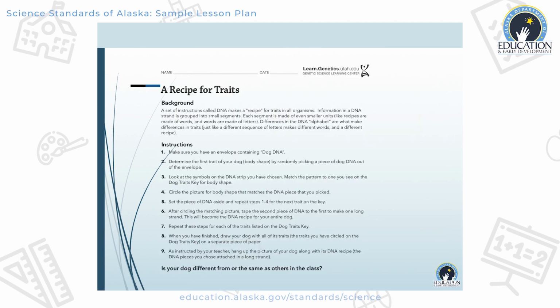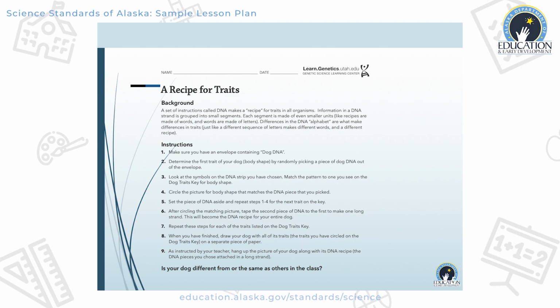So here are the instructions for a recipe for traits. Don't bother to read all these, I'll just paraphrase them for you. But again, you can see the address up there too to find this online for yourself. A set of instructions called DNA makes a recipe for traits in all organisms. Information in a DNA strand is grouped into small segments. Each segment is made of even smaller units, like recipes are made of words and words are made of letters. Differences in the DNA alphabet are what make differences in traits, just like a different sequence of letters makes different words and a different recipe.